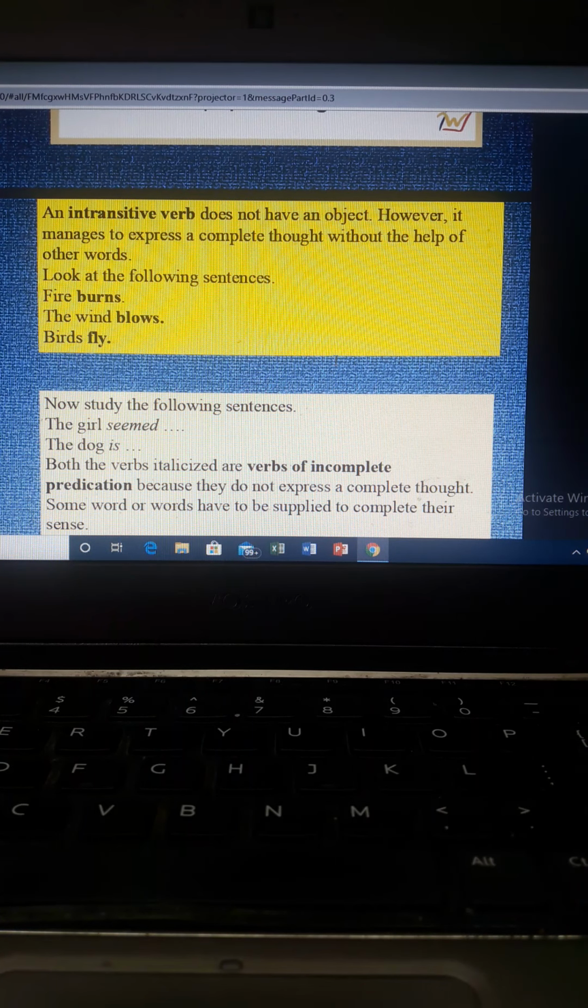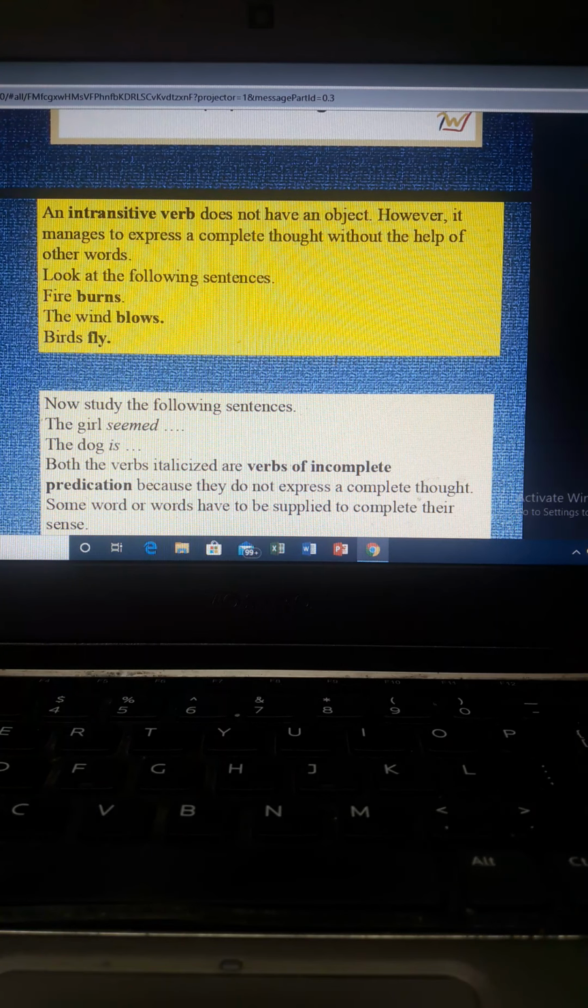The girl seemed. Suppose this is the sentence. The verb is seemed, but over here this is considered an intransitive word because there is no object after that. Or the sentence, the dog is. The dog is becomes an intransitive verb, because there is no object after that, right? But you see the difference.